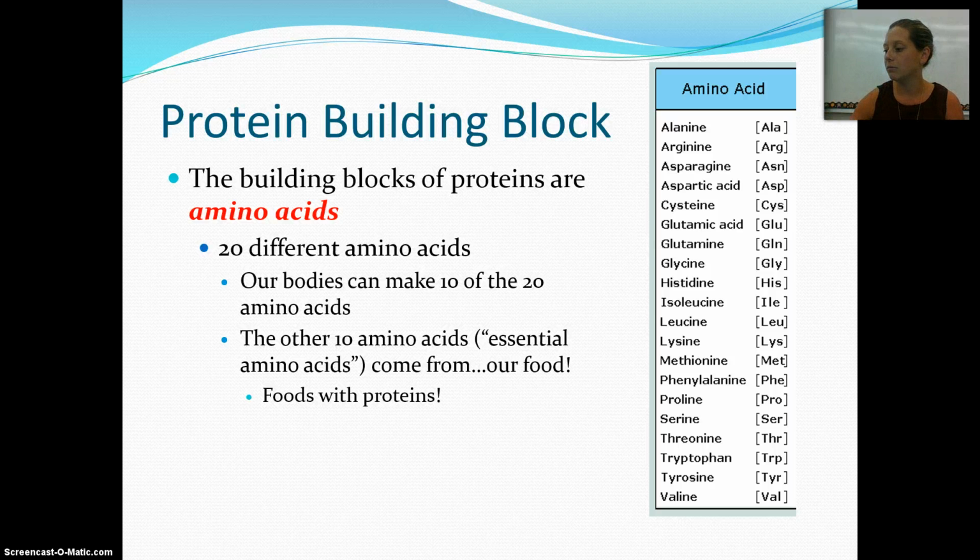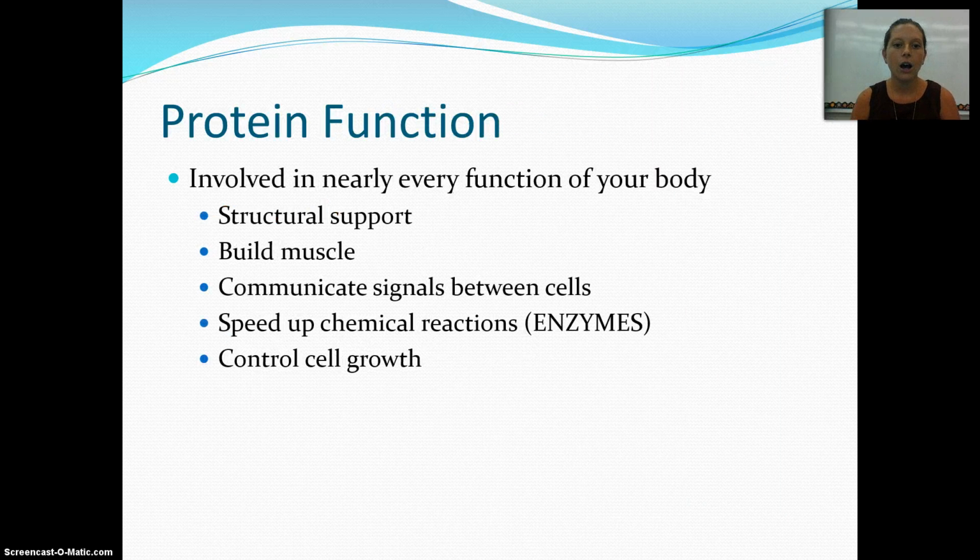Things like hummus and nuts are going to give them the proteins that they need. Okay, so proteins have a million different functions. They are involved in nearly every process that is happening inside of your body. They are used for structural support. They're used for building muscle. This is why people who are into muscle building are drinking protein shakes all the time.